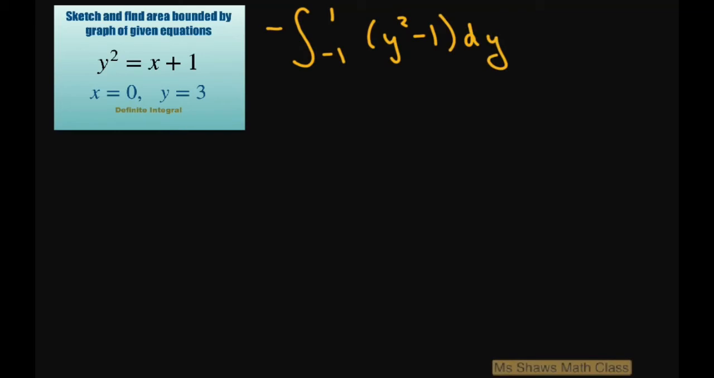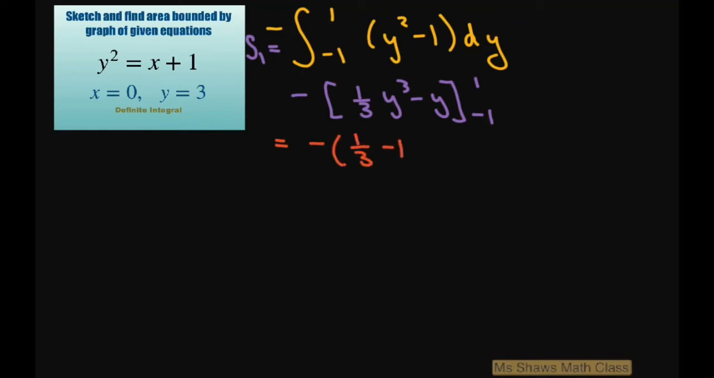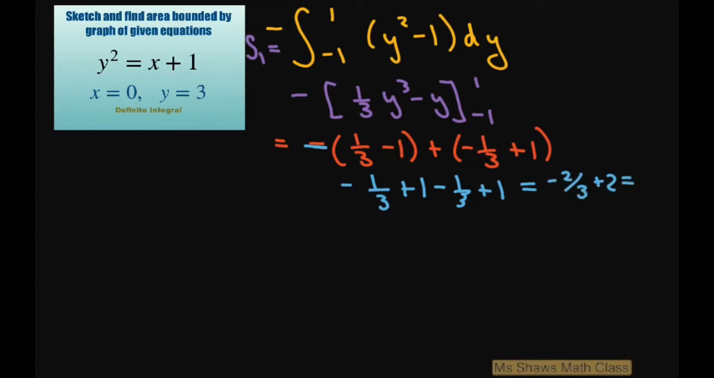So when you integrate this, this is going to be your first area. I'll call this area 1. So this is going to be -1/3 y cubed minus y, and we're evaluating from -1 to 1. That's going to give me equals -1/3 minus 1 plus -1/3 plus 1. So basically this is -1/3 minus 1 minus 1/3 plus 1. And this is going to equal, is it plus or minus? This should have been negative. Oh, two negatives here. So, sorry. This is going to be -2/3 plus 2, which equals 4/3.